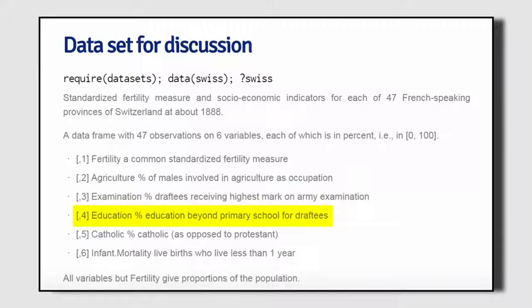Education is the percent of the population that made it beyond primary school. Catholic, in this region at this time, is just the percent Catholic as opposed to Protestant. And infant mortality is the percentage of live births who live less than 1 year from the province. So that's the data set, and we're interested in looking into what explains fertility in this province.